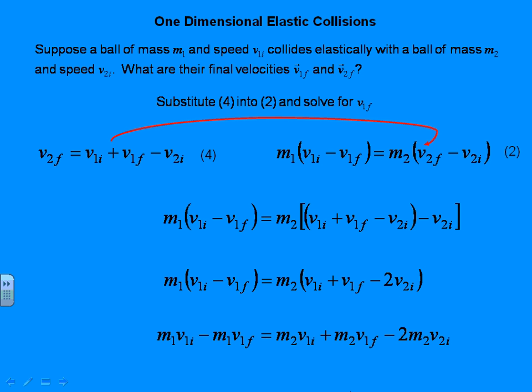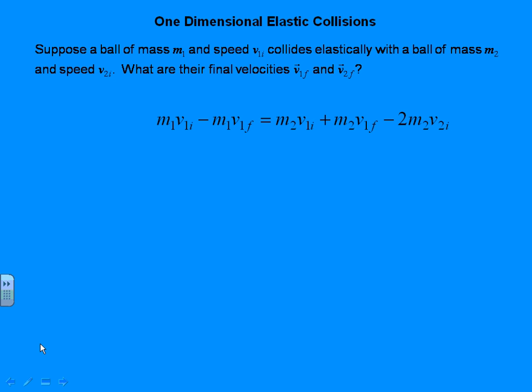Then I am going to gather all of the v1fs on one side, and I'm going to put everything else on the other side. So here's the equation we just had. So here we go. I'm adding this one over here, and then I'm subtracting this, so there that is, and I'm adding this, so there that is. So take a second, look at the algebra.